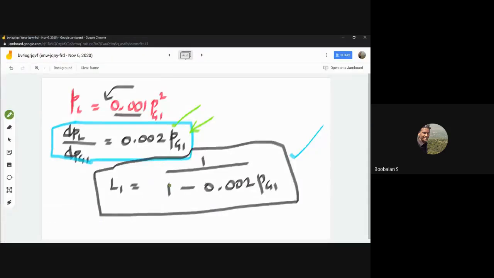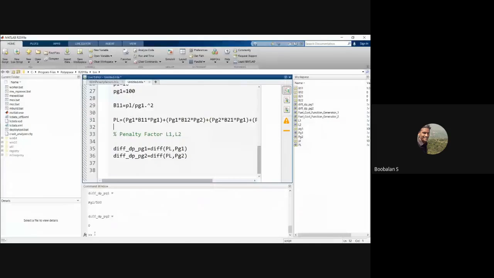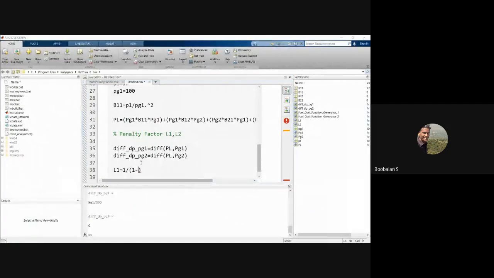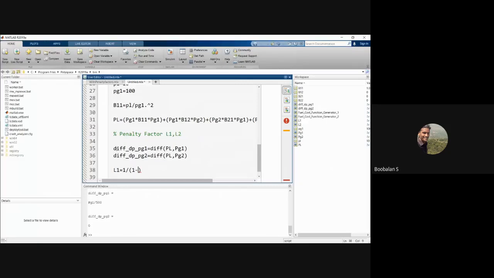We haven't calculated L1 and L2, right? Sorry, just now we are going to calculate L1, L2. Now we just need to calculate L1. So what is the formula for L1? 1 divided by 1 minus this variable, right? So the variable that is stored needs to come over here. This variable is now going to be coming over here, right?